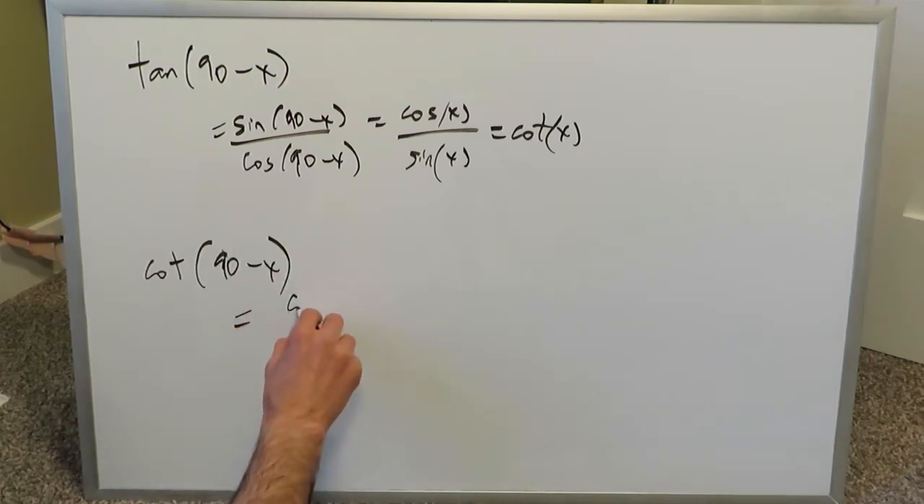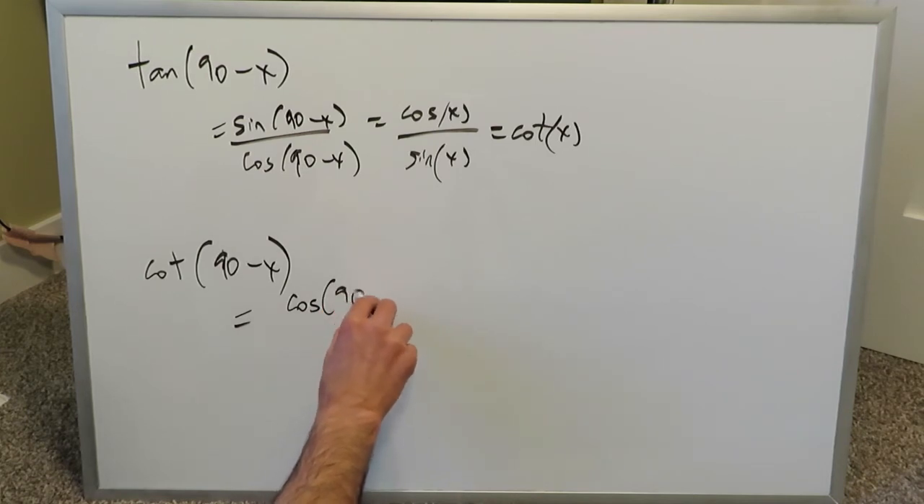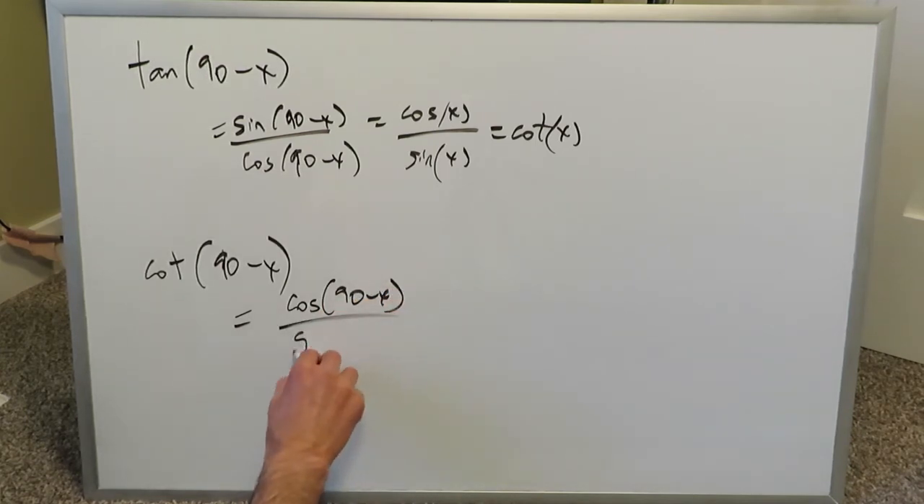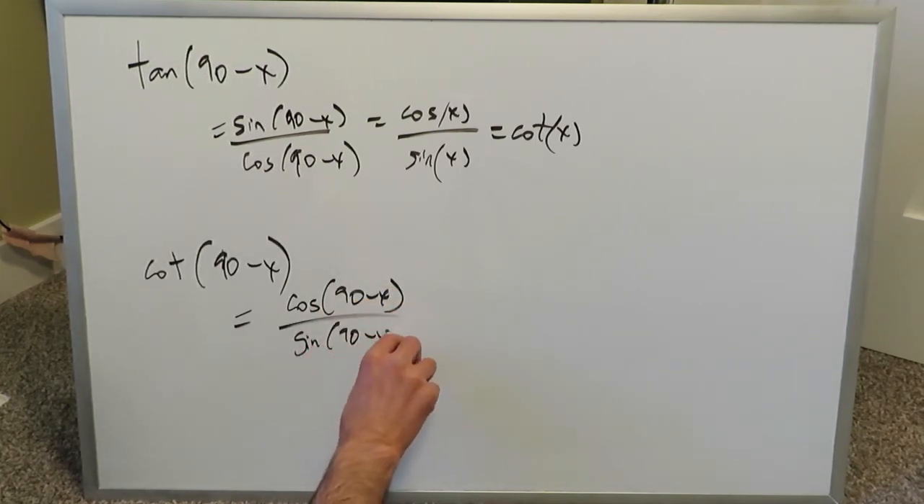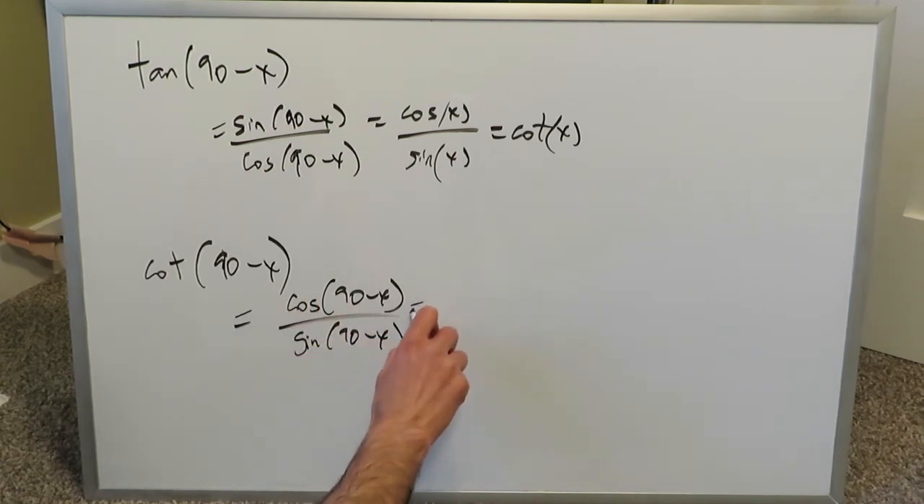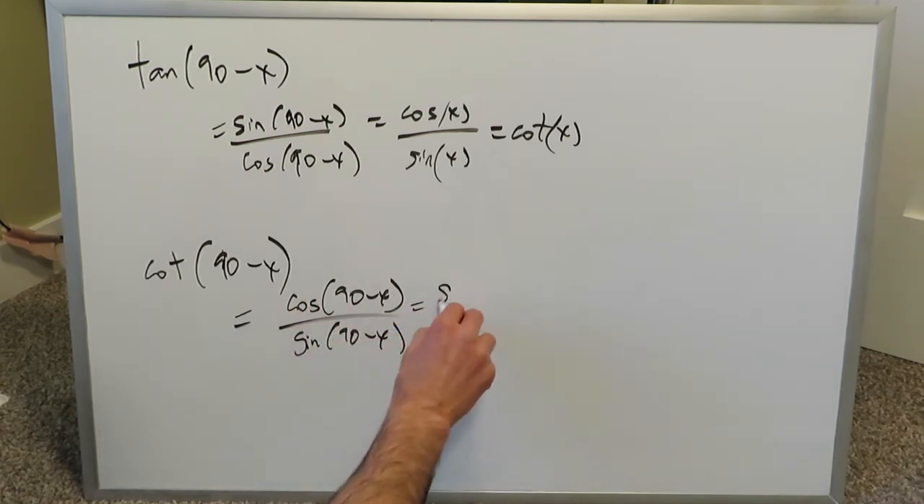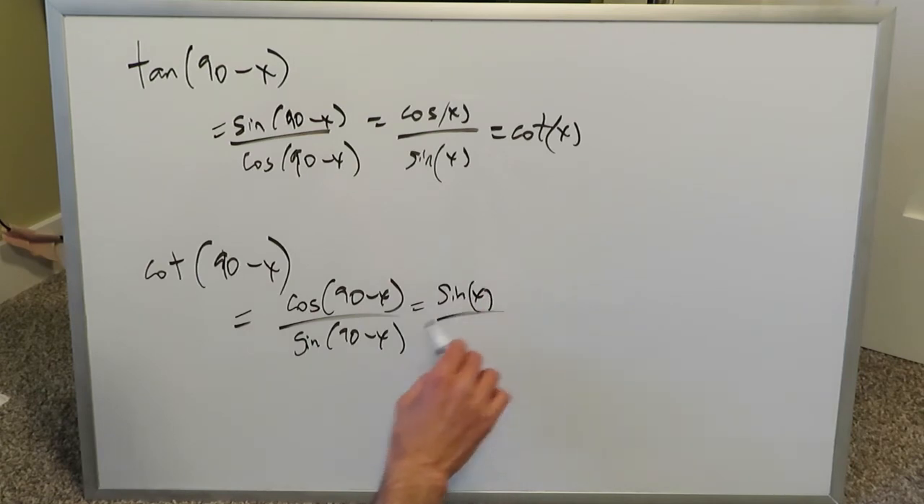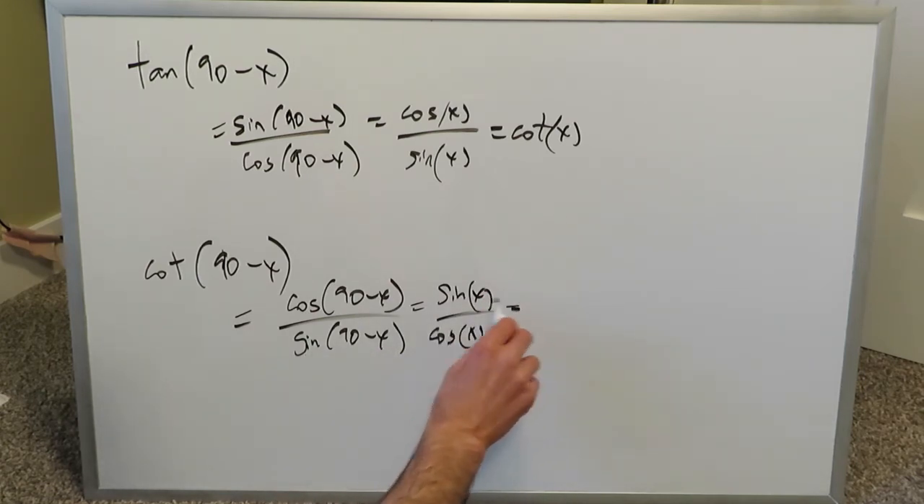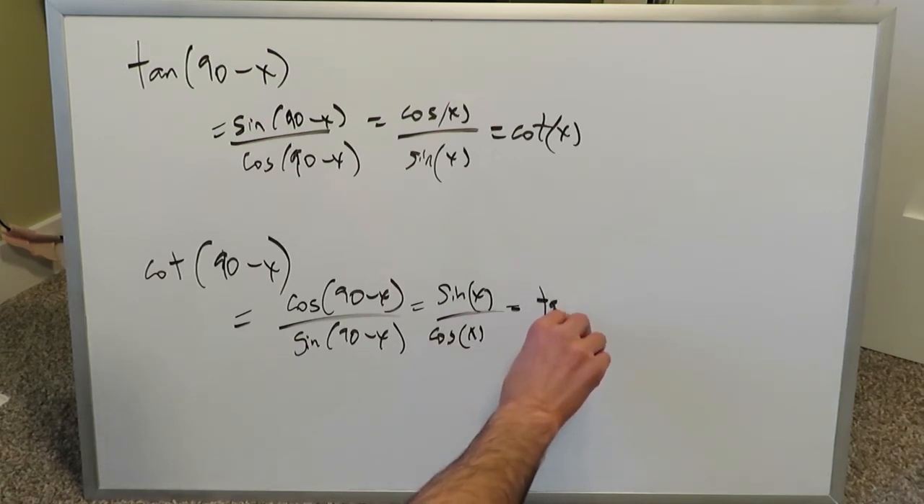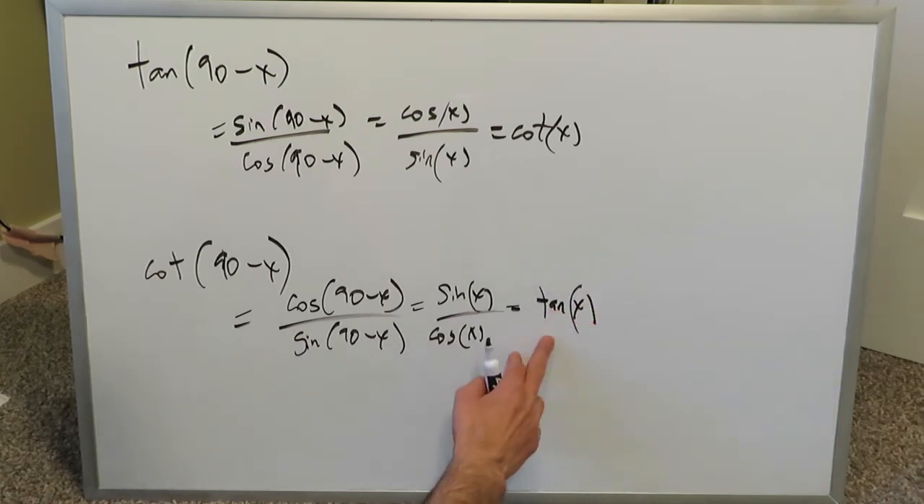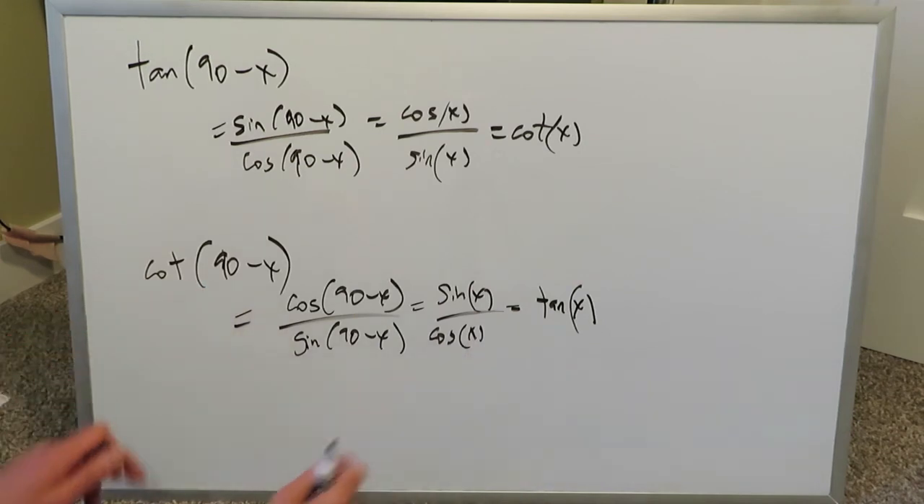Cotangent of 90 minus x would be cosine of 90 minus x divided by sine of 90 minus x. We already know cosine of 90 minus x, the cosine of an angle, is equal to the sine of its complement. You can read it that way. And the sine of an angle is equal to the cosine of its complement. And you know sine x over cosine x is equal to tan x, which goes on to show that the tan of an angle is equal to the cotangent of its complement.